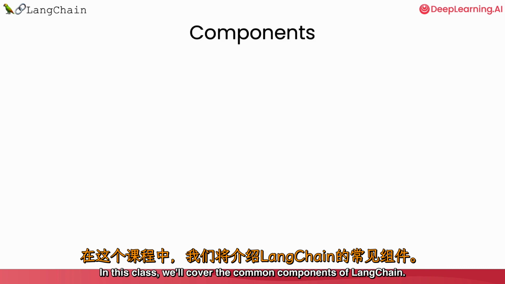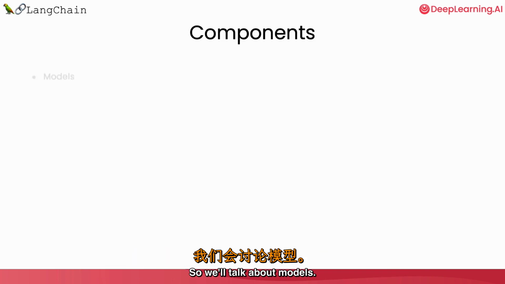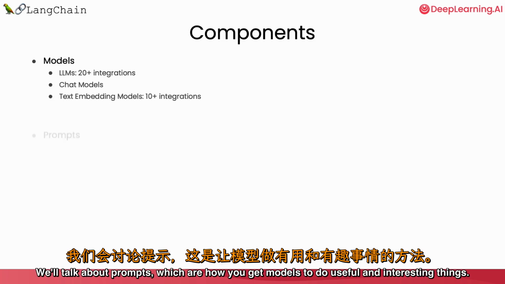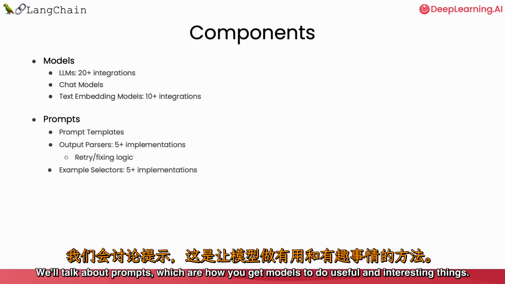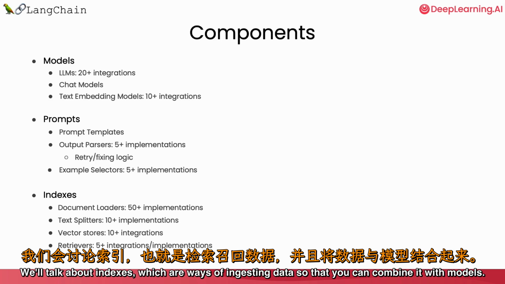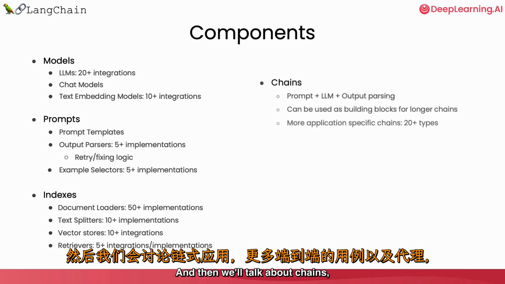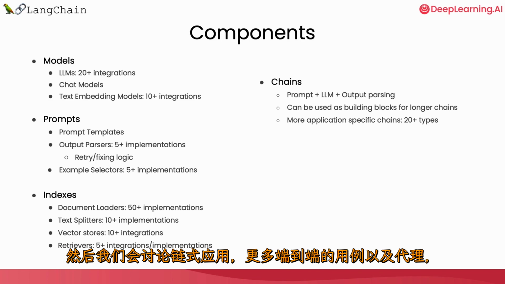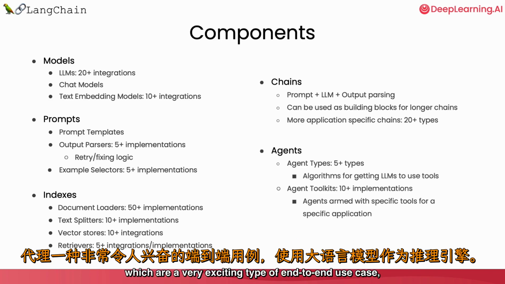In this class, we'll cover the common components of LangChain. So we'll talk about models. We'll talk about prompts, which are how you get models to do useful and interesting things. We'll talk about indexes, which are ways of ingesting data so that you can combine it with models. And then we'll talk about chains, which are more end-to-end use cases, along with agents, which are a very exciting type of end-to-end use case, which uses the model as a reasoning engine.